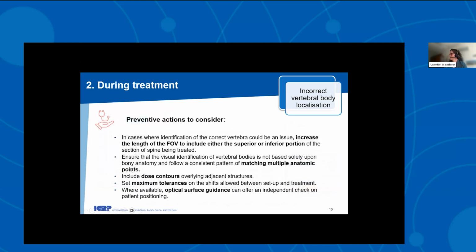For this kind of error, again, there are some preventive actions described in the reports. For instance, increase the length of the field of view to include either the superior or inferior portion of the section of spine being treated. Use matching of multiple anatomic points, include dose control, set maximum tolerances on the shifts allowed between setup and treatment, and where available, use optical surface guidance that can offer an independent check on the patient positioning.